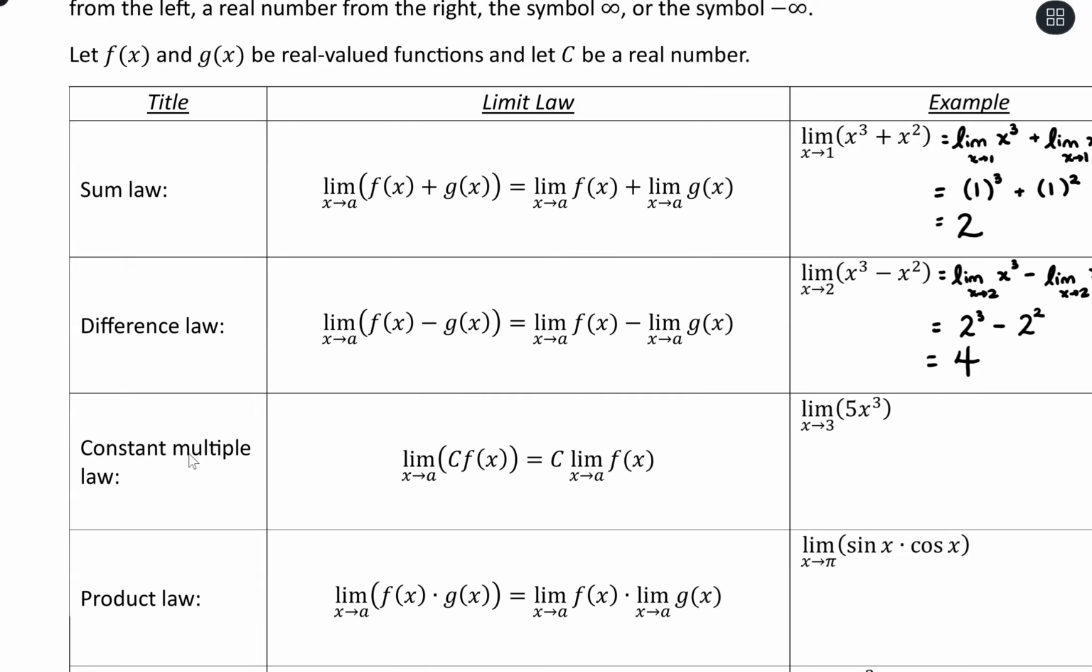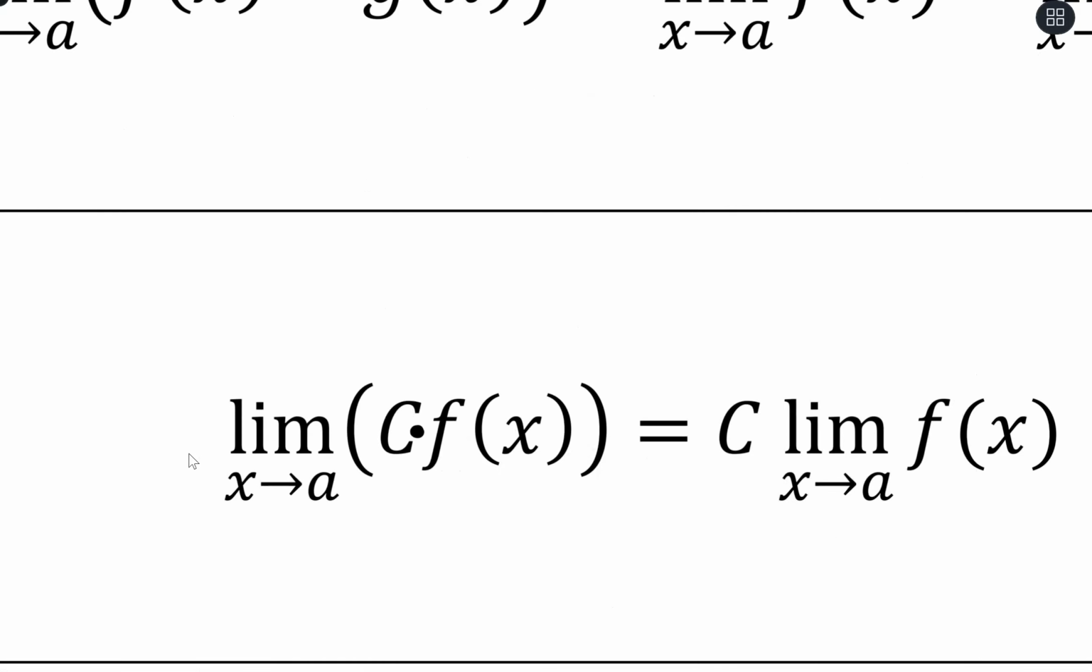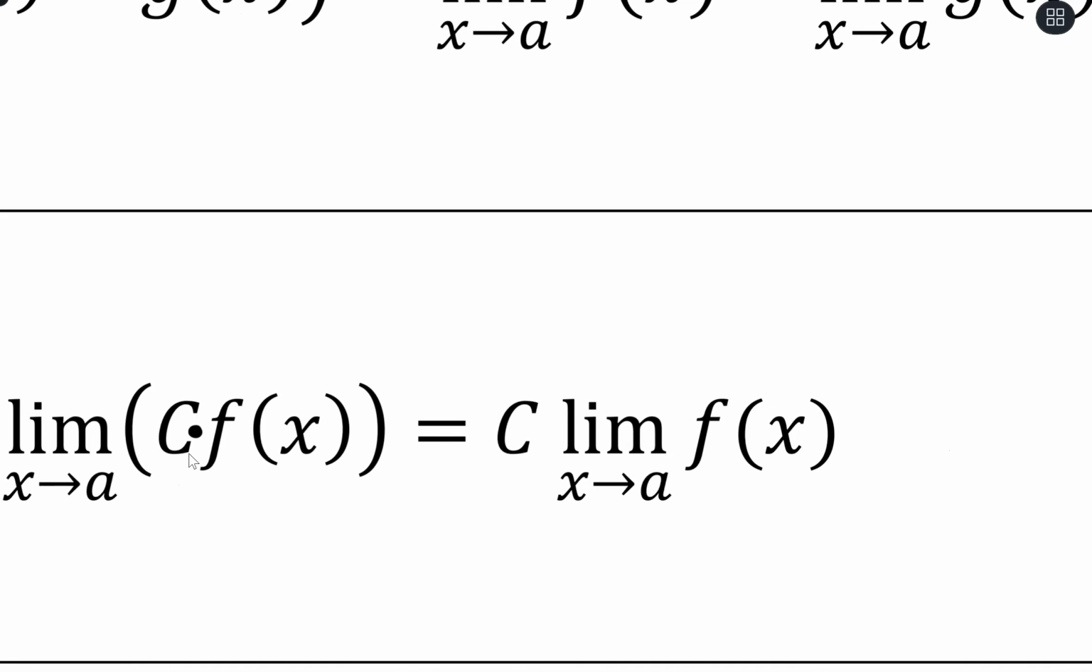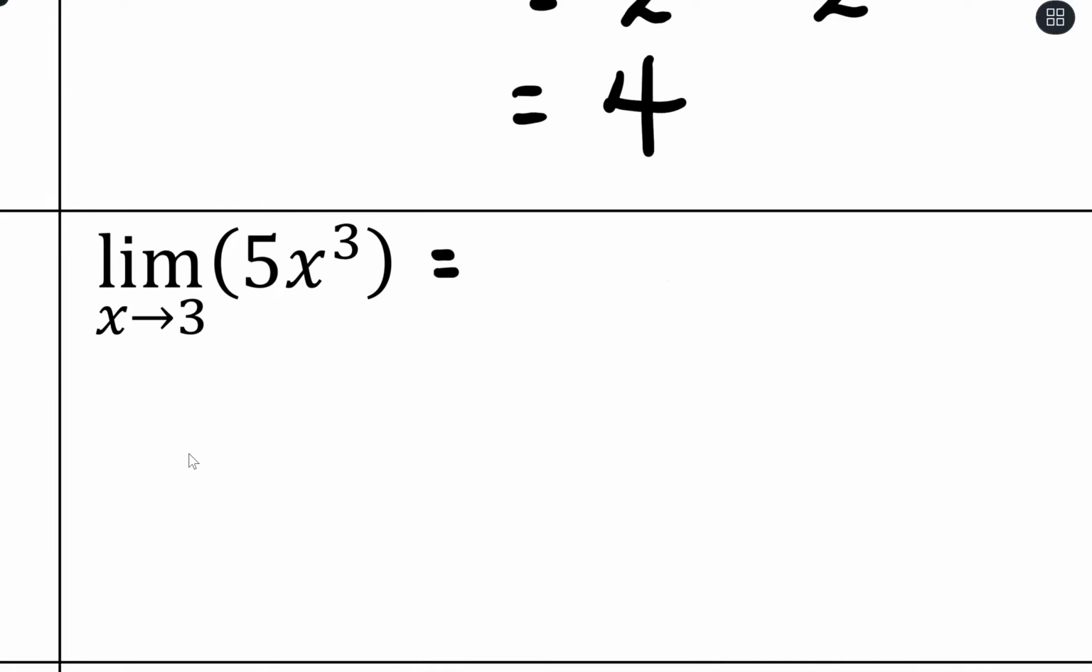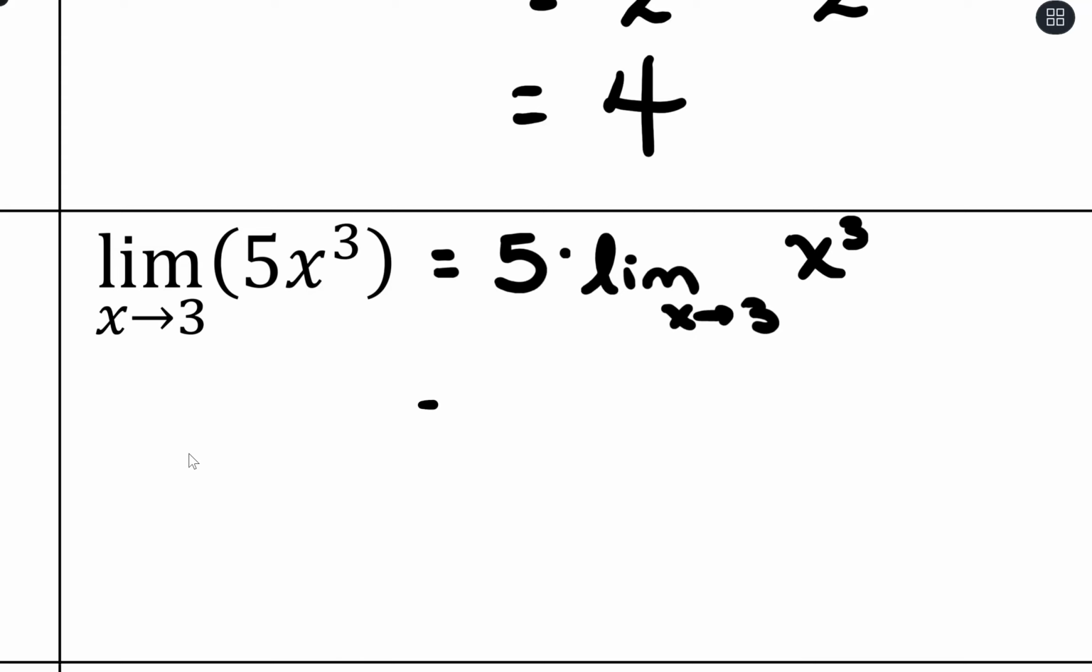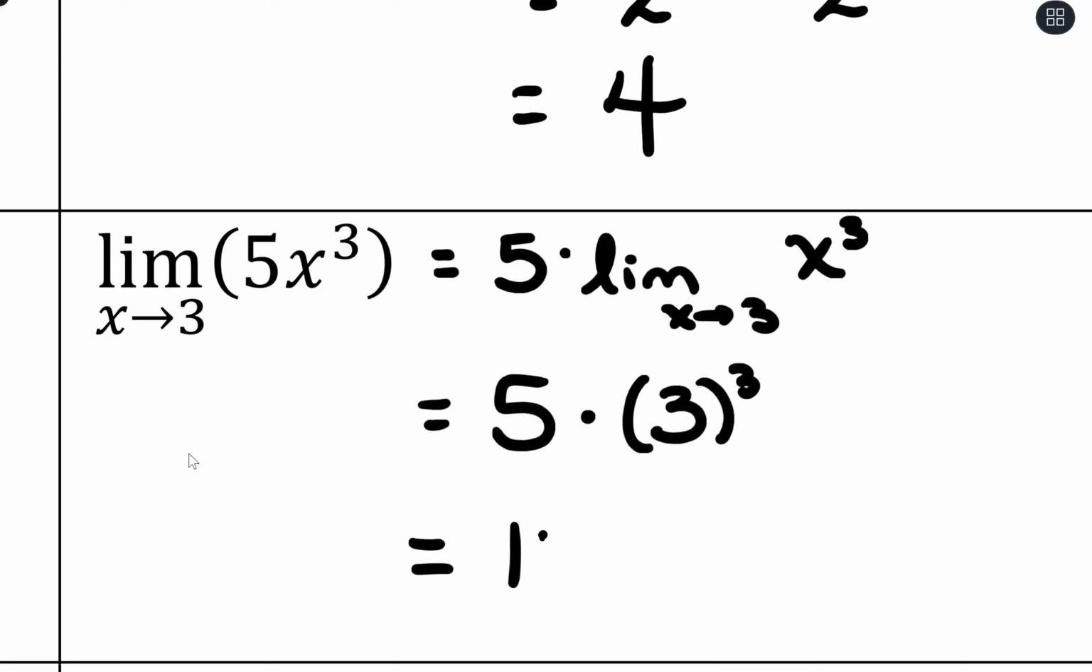Okay, if we have a constant multiple, so if there's a constant multiplying with our function of x, then what we can do is bring that constant out front and just evaluate the limit as x approaches a of our function. So for example, what we could do here is rewrite this as 5 times the limit as x approaches 3 of just x cubed. So we have this 5 multiplying out front, and then the limit is going to be that y coordinate of x cubed when x is approaching 3, which is going to come from 3 cubed. So 5 times 27, that should be 135.